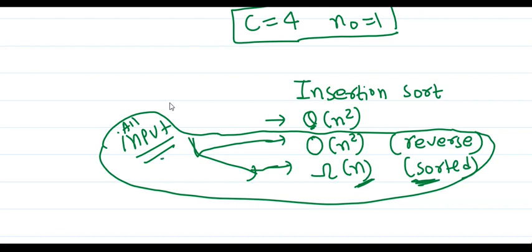Generally, whenever we analyze algorithms, we usually focus on worst case analysis. So this big O notation is relatively more important as compared to theta and omega.